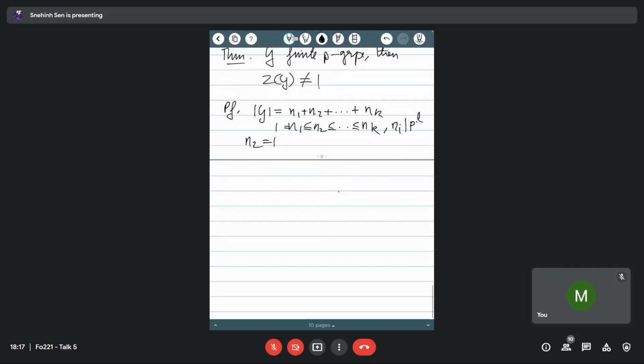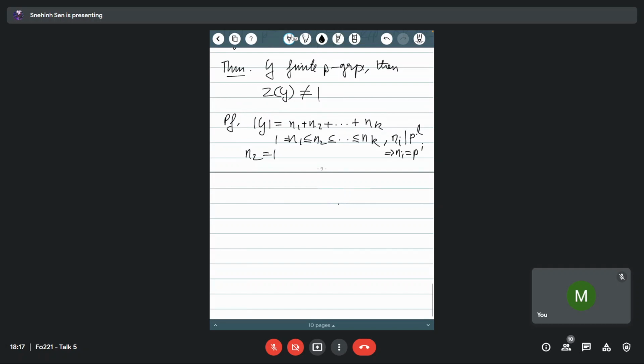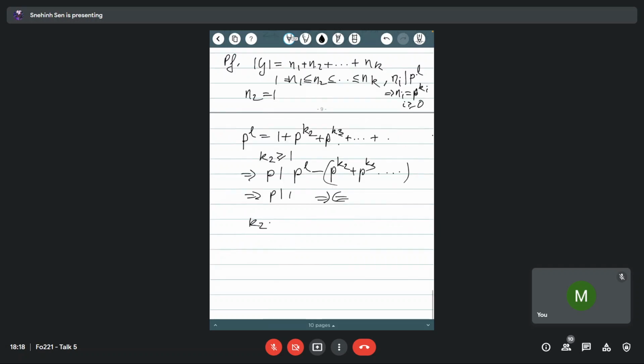But look at this closely. ni divides p power l implies ni is equal to some p power k_i, where k_i is greater than or equal to 0. So you'll effectively get that p power l is equal to 1 plus p power k2 plus p power k3 and so on. But if k2 is greater than or equal to 1, that would imply p divides p power l minus p power k2 plus p power k3 and so on, which implies p divides 1, which is a contradiction. So you must have k2 is equal to 0. And that's the same as saying n2 is equal to 1.